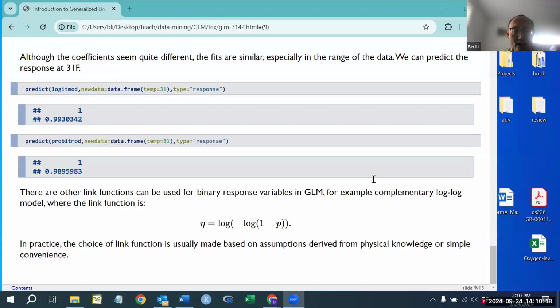Okay, and there are some other link functions we can use for the binary response, like here is the complementary log-log model, which has this link function. That is another option. So this just shows you some examples that even for the same distribution of the response variable, we can have multiple choices for the link function. So that's the flexibility of the GLM.